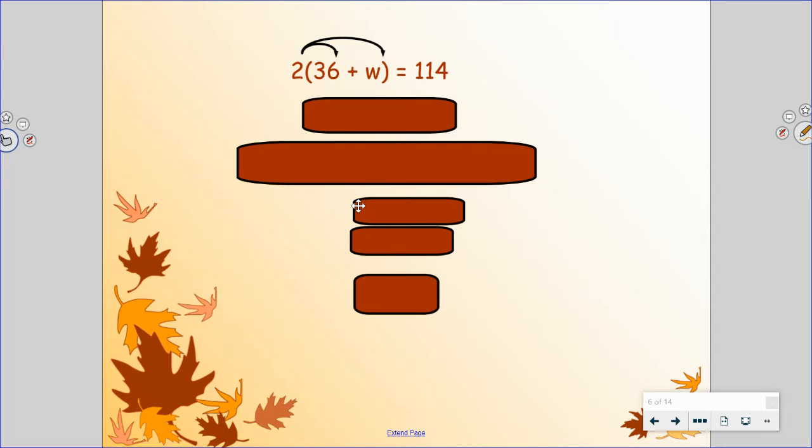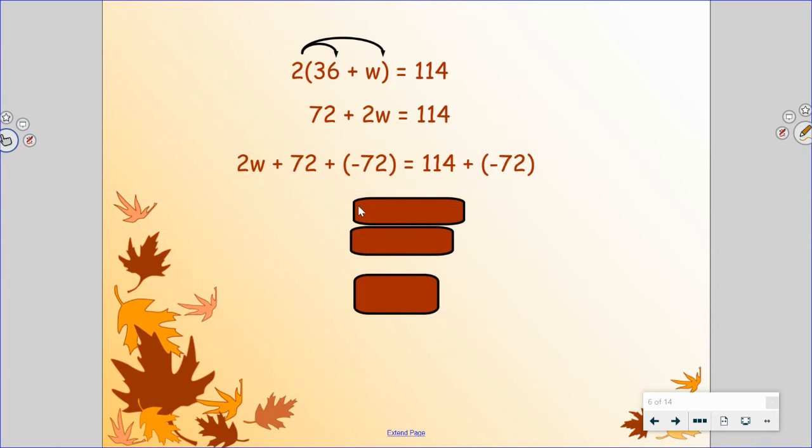Now, first things first, let's distribute. Why write 2 groups of 36 when you could write 72? Why write 2 groups of W when you can write 2 W's? No more groups, and we get into an equation we know how to solve. Let's go ahead and add a negative 72 to both sides.